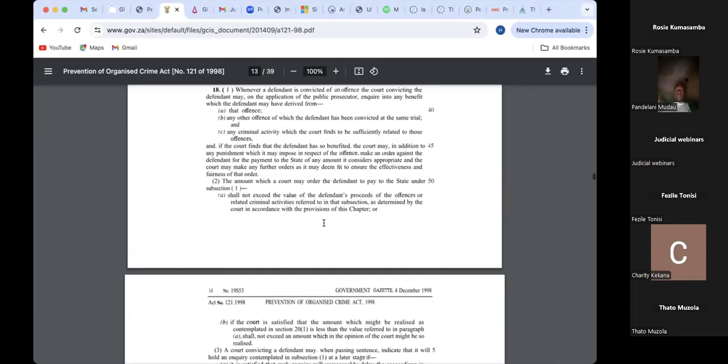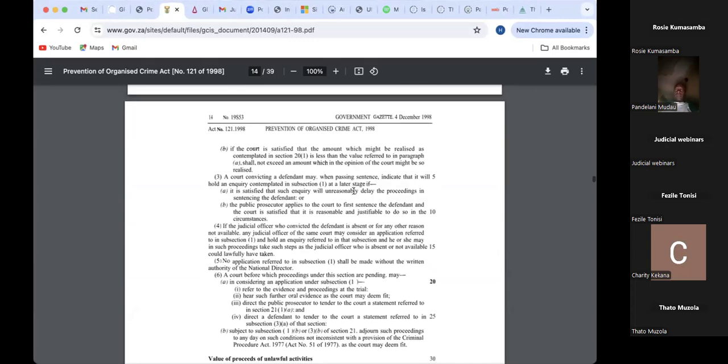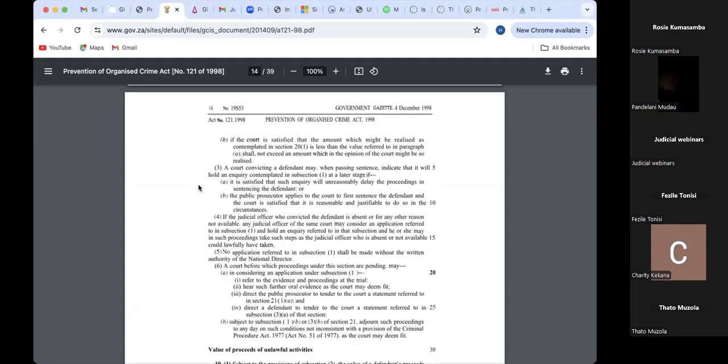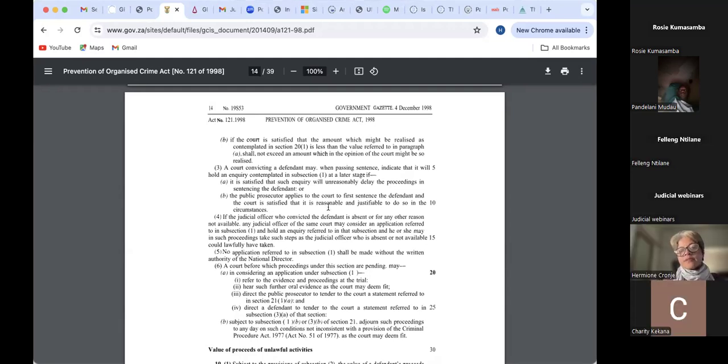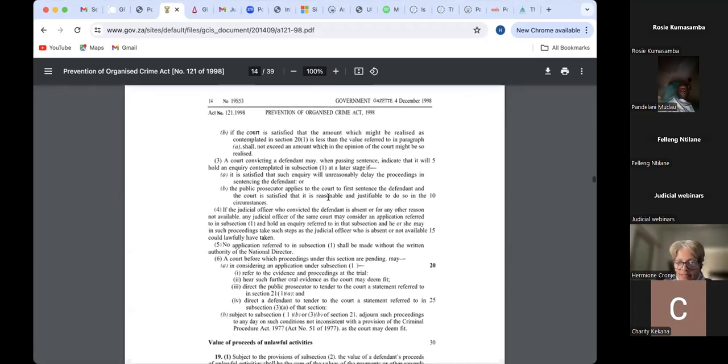I just want to show you that, sorry, just to the initial discussion we had, 18.3 is a court convicting a defendant may, when passing sentence, indicate it will hold an inquiry contemplated in subsection 1, which is a section 18 inquiry, at a later stage, if it is satisfied that such an inquiry will unreasonably delay the proceedings in the sentencing, and 2, the prosecutor applies to the court to first sentence the defendant, and the court is satisfied that it is reasonable and justifiable to do so in the circumstances. So again, the court is asked to exercise the discretion as to whether it would be in the interest of justice to first have the sentencing and then have the inquiry.